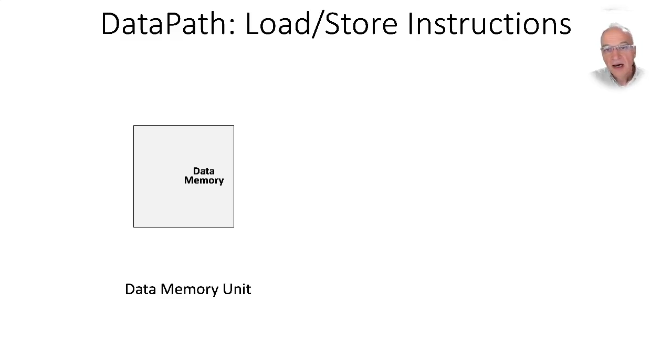Now I need instructions that will access memory. Instructions that will access memory are the load and store instructions, and because now I'm accessing memory, I need an additional memory in my processor. That's my data memory. My data memory has to receive a specification for the address that will be read.